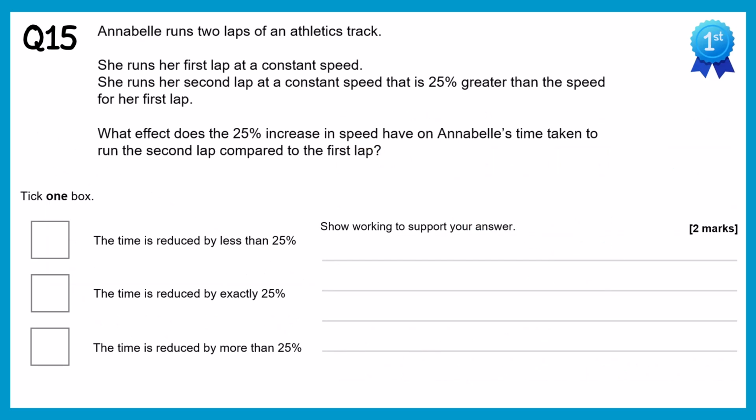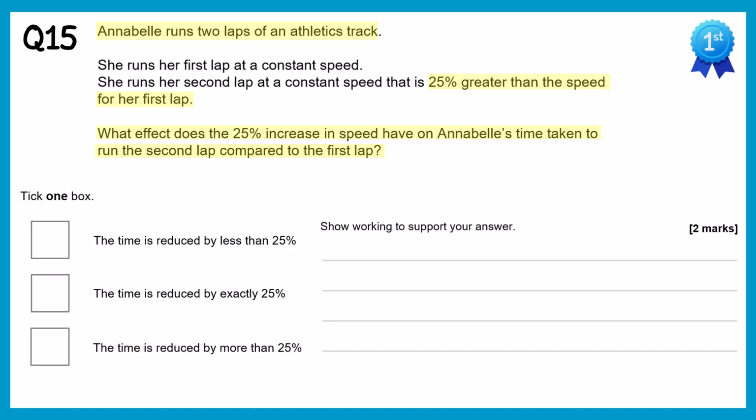In this question, we have Annabelle who's going to run 2 laps of an athletics track. She's going to run the first lap at a constant speed, but the second lap speed is going to be 25% greater than the speed of the first lap. And we need to decide what effect this 25% increase will have on the time it takes to complete the second lap compared to the first.